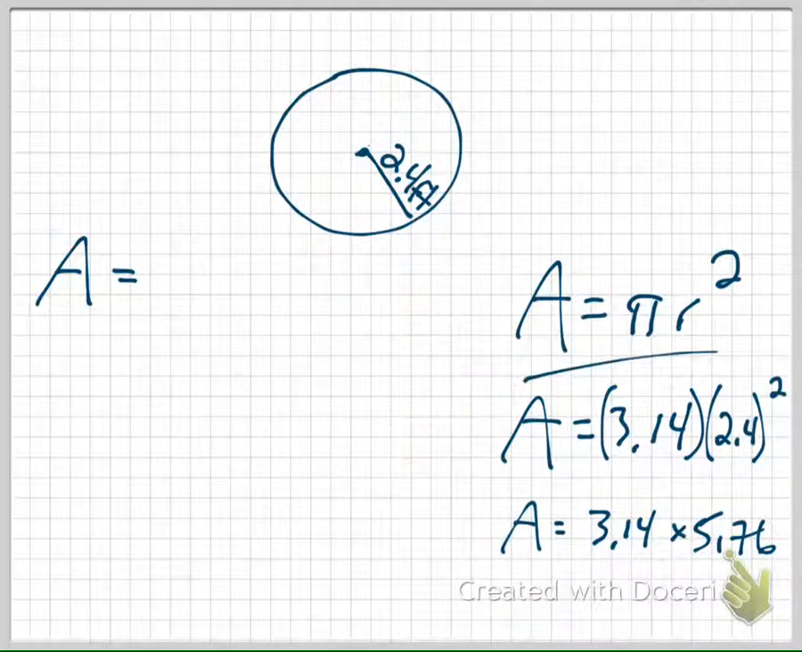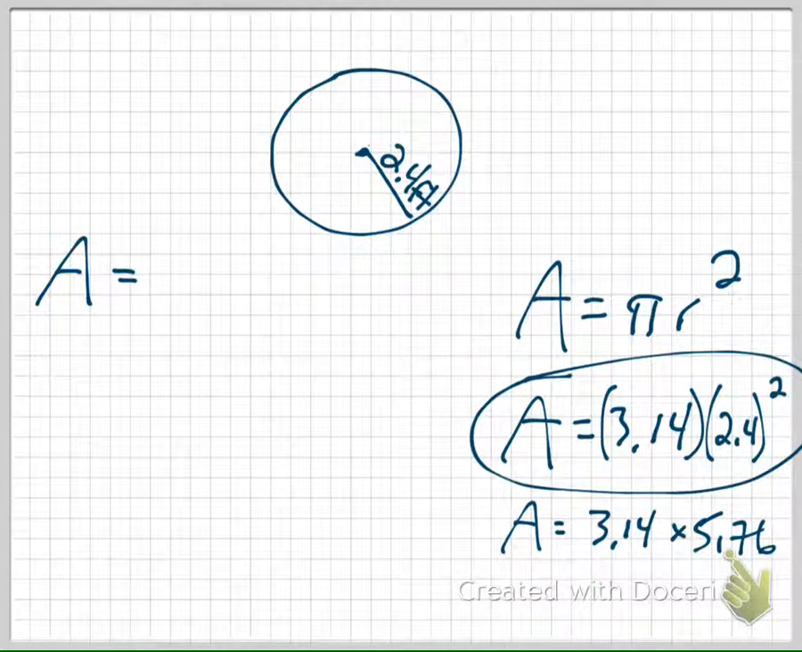Do we agree that that is the formula? Type in 2.4 times 2.4. What's it come out to? 5.76. Awesome. So here's 5.76, right? We're going to multiply that by 3.14. So multiply 5.76 times 3.14. Still got the same thing. Where would you round?